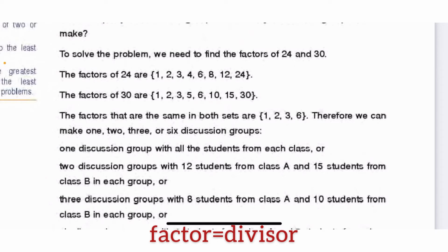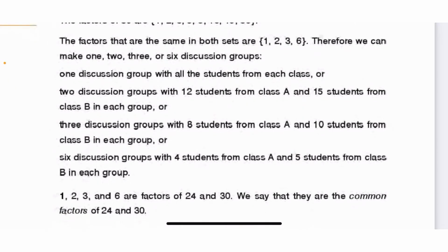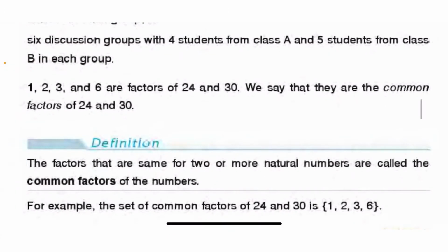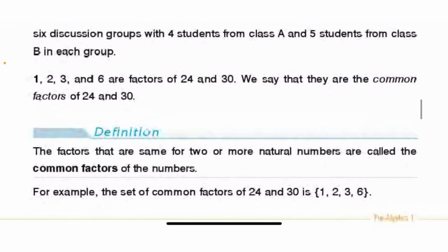When we intersect them, the same numbers in both of these sets are 1, 2, 3, 6. These numbers are in both of them. So therefore we can make 1, 2, 3, or 6 discussion groups. And in fact, these are called common factors. So we say 1, 2, 3, and 6 are the common factors of 24 and 30.